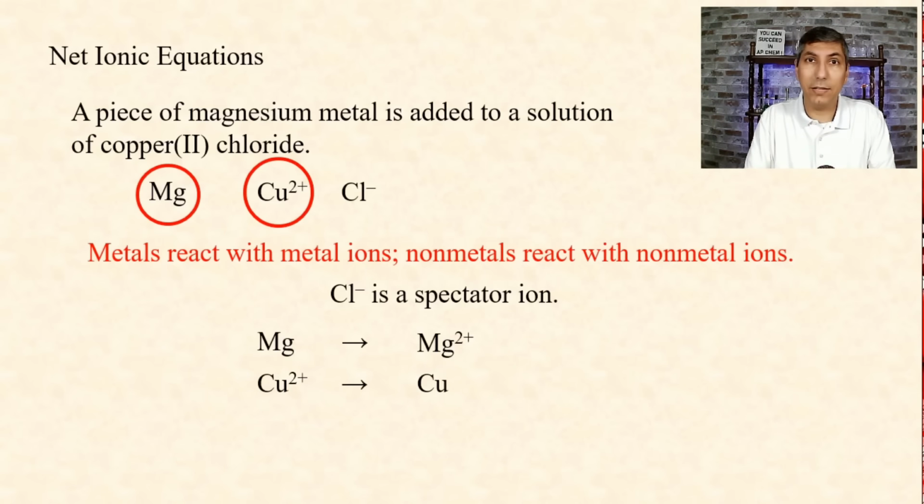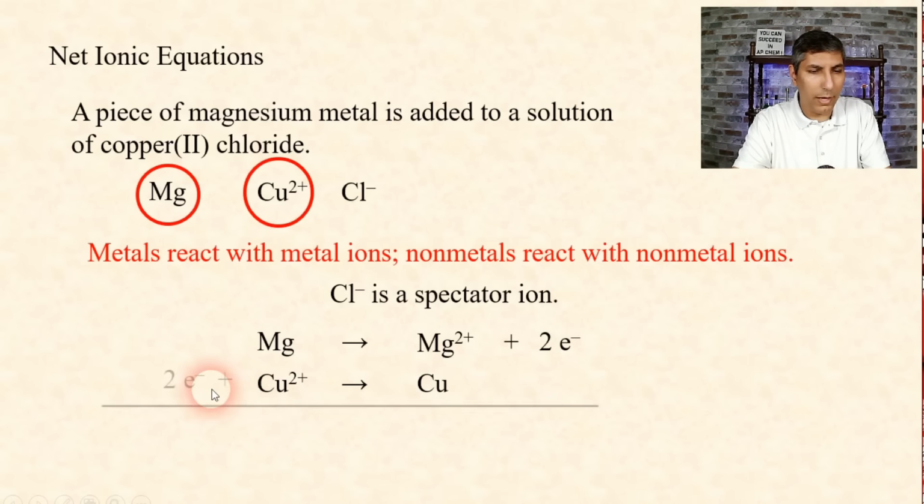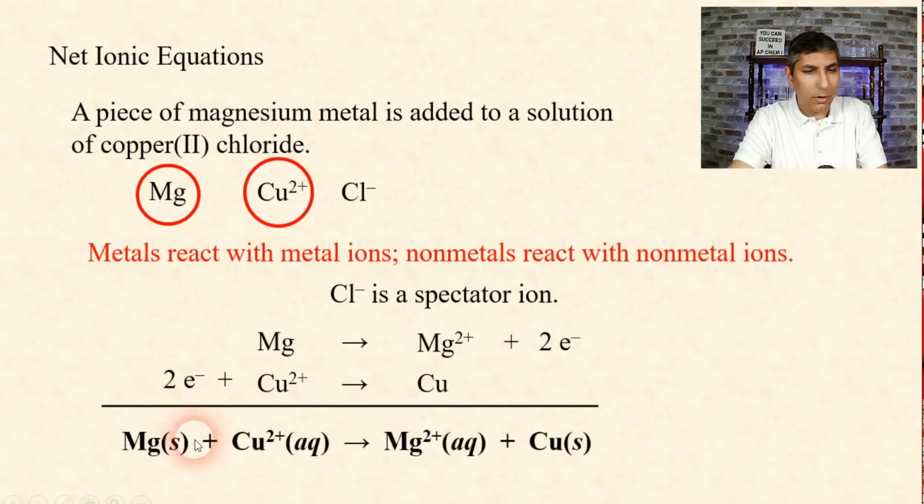Now we have to balance these half reactions in terms of charge. We see that we have a 0 for magnesium, Mg2+ of course is 2+, so to balance that in terms of charge, we have to add 2 electrons over here, and then the same thing for copper, we have to add 2 electrons on the left side over here to make that work. And so now we can add these two half reactions together, the 2 electrons cancel out, and we have our overall net ionic equation here for a redox process.